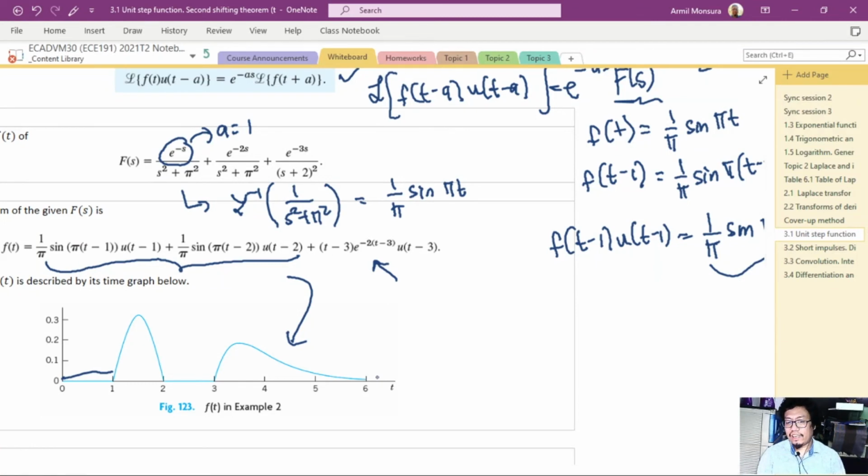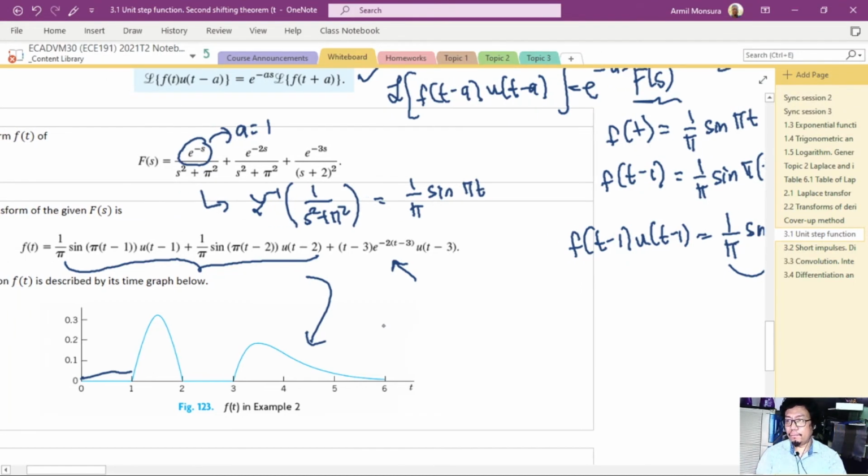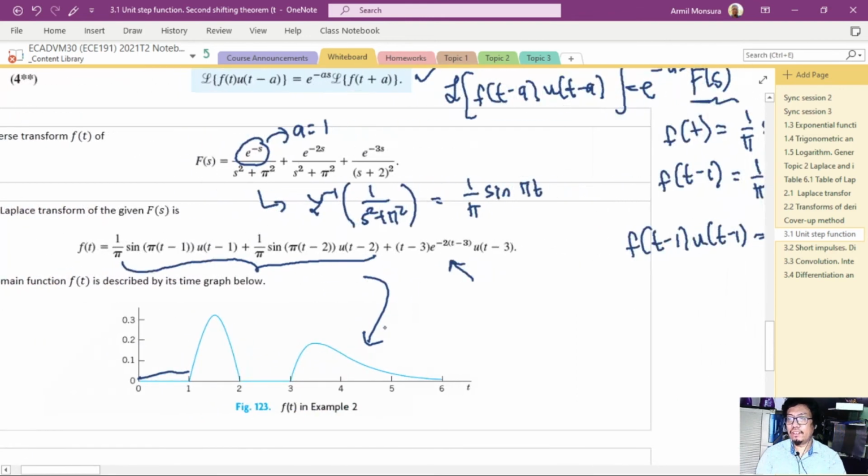Okay? That actually arises in practice. When you are doing some research about a certain system, these kinds of signals are actually possible in practice also. So you can apply these steps.